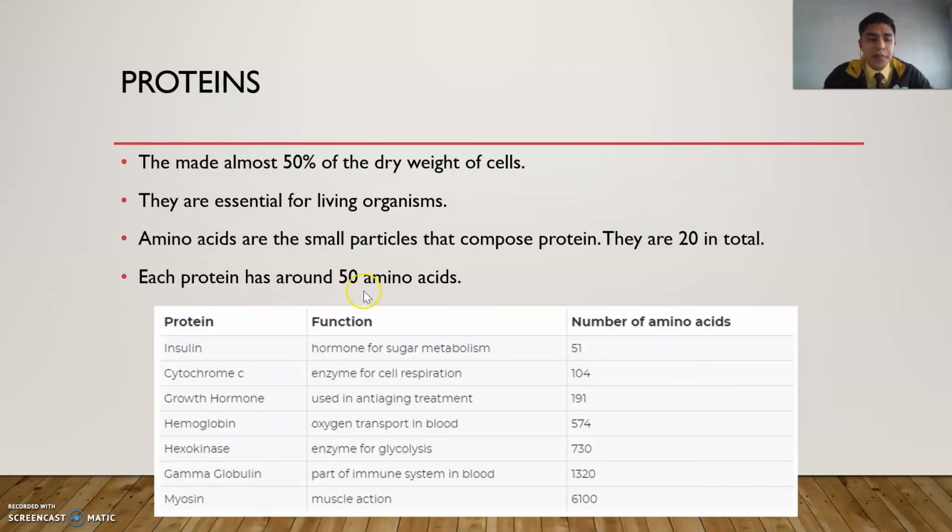So on and so forth. You can pause the video for a little moment and double check some examples of proteins, their functions, and how many amino acids they have. So for example, we have myosin. The function is to produce muscle action. And imagine how many amino acids or parts it has? It's 6,100. That's incredible.